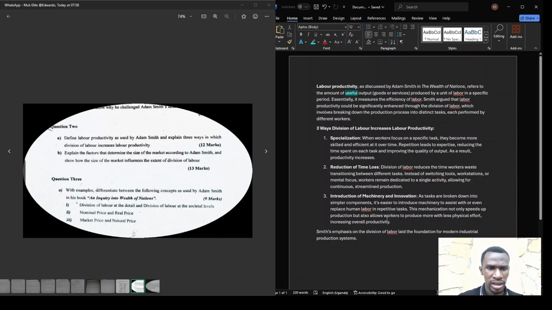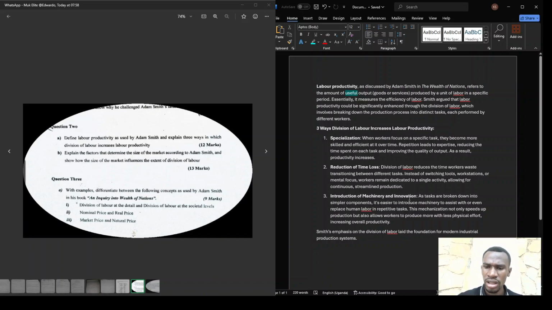So the last one, he said that the division of labor leads to introduction of machinery and innovation. Why? As tasks are broken down into simpler components, it is easier to introduce machinery to assist with or even replace human labor in repetitive tasks. Imagine if you have a farm and you have to spray the animals. You realize that every time you are spraying, you are the one to spray. You say, how can I simplify my work? You probably say, now let me collect money to buy what? Machines, because you're tired of doing that same task.